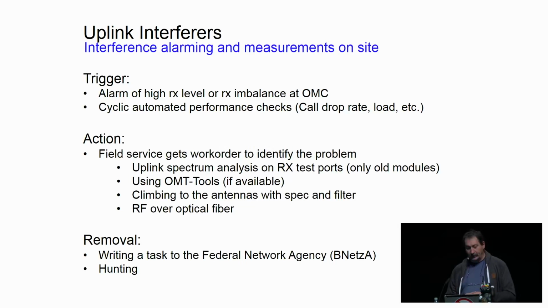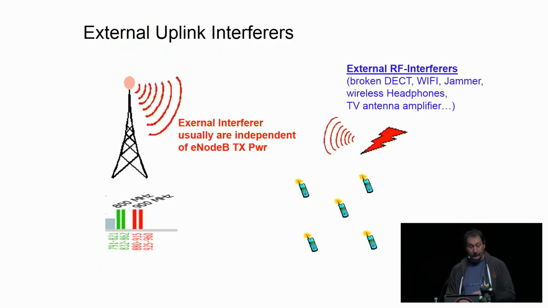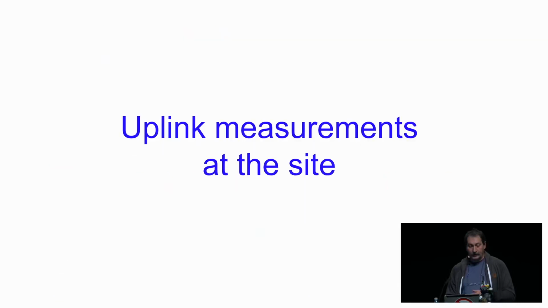Then there's a trigger and there's an action. So if I have an interference, there's a trigger for the field service. The field service is dispatched to look at the problem, and they can do that with a spectrum analyzer or some other tools, which I will show in a moment. They can then remove the problem, or you can task the Federal Network Agency with that. They are going to look for the interference, or you're going to hunt the interference yourself. External interferences are, for example, broken DECT phones. I'll show you some examples in a moment.